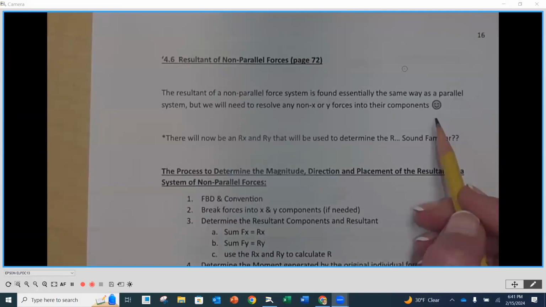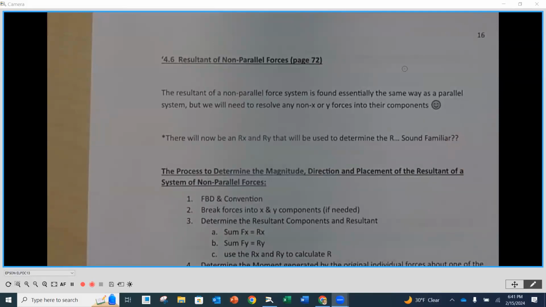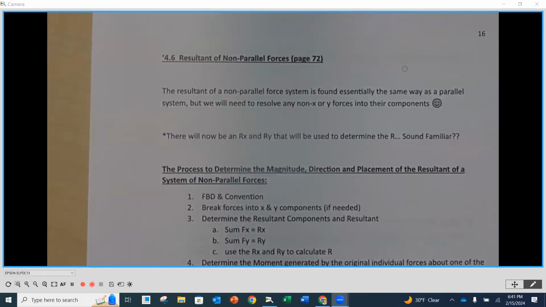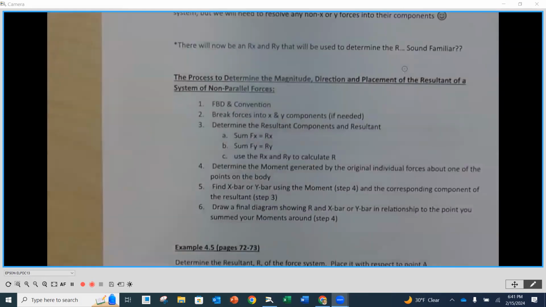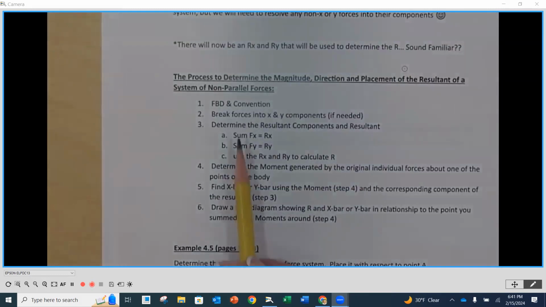So I put a smiley face because you're probably like, well, yeah, that's what we do, right? So there will now be an Rx and an Ry, meaning we're going to have an X component of that resultant and a Y component of that resultant, okay? Now, the process just gets a little bit longer, but again, essentially, we're going to see many of the same parts here. So the first part is going to be the free body diagram and the convention.